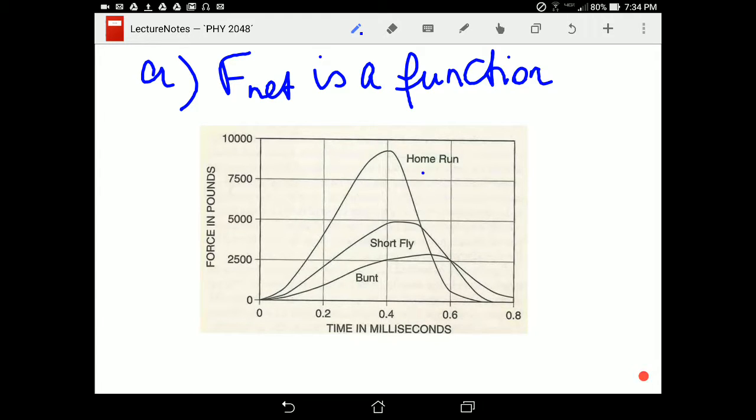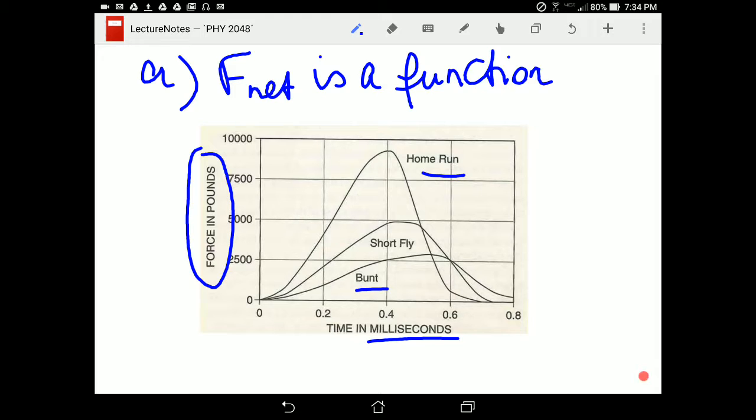So this is a home run, short fly for this one, and a bunt for the third one. And the magnitude of the force is shown right here. This is in pounds, but it doesn't matter. It's the same idea. And then the time here, notice, this is in milliseconds. So what happens is, let's take the home run as our example. The force was initially zero. The force that we're talking about here is the force between the baseball and the bat.